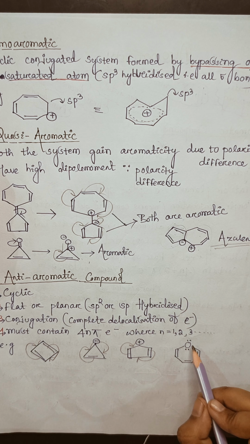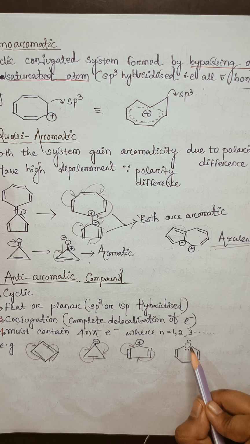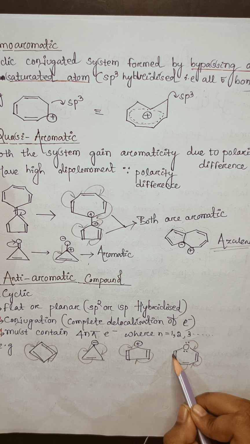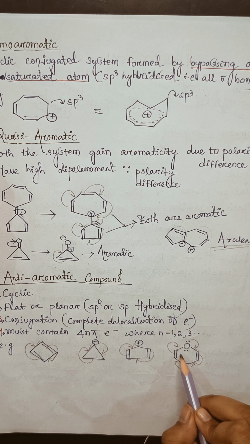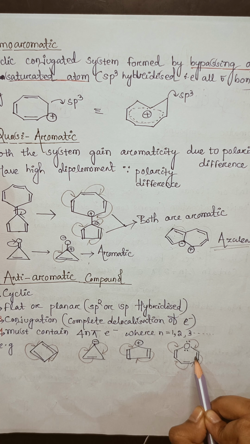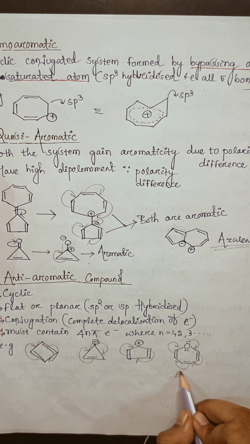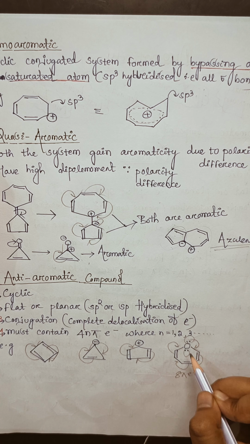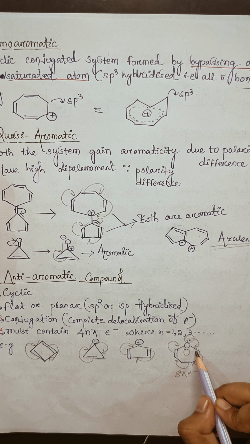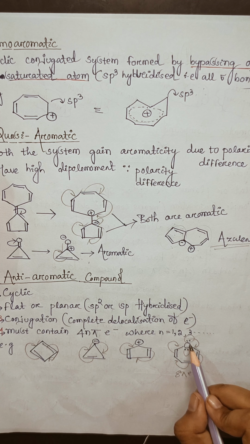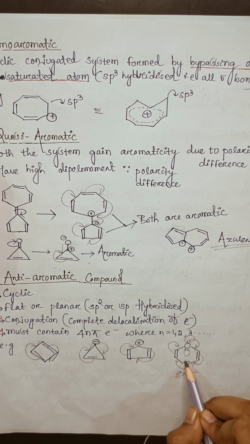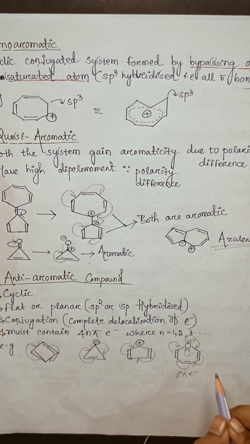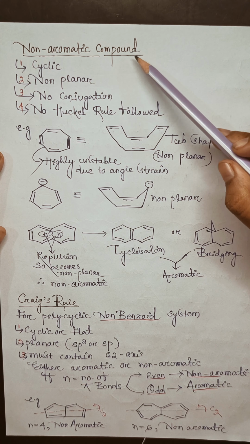Similarly, here this compound is cyclic. All carbon atoms are sp2 hybridized. There is complete delocalization of pi electrons. It contains 1, 2, 3, 4 pi bonds. That means 8 pi electrons. Since there are 2 lone pairs on oxygen, one is involved in delocalization, so one is counted. 2, 3, 4, 5, 6, 7, 8. There is a total of 8 pi electrons. So it is anti-aromatic.